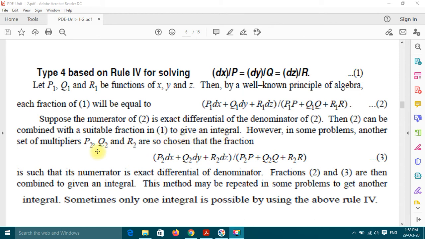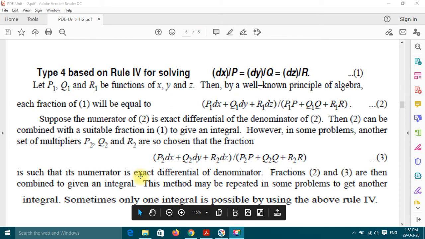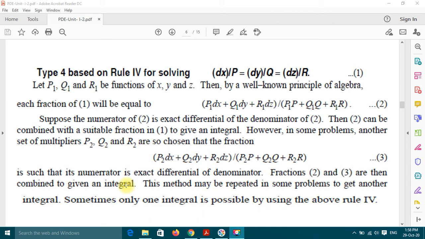However, in some problems, we use another set of multipliers p2, q2, r2, and we find that each fraction is equal to (p2 dx + q2 dy + r2 dz) upon (p2 P + q2 Q + r2 R), such that its numerator is an exact differential of the denominator. Fractions 2 and 3 are then combined to give an integral. So with the help of this, we find the second integral of our given differential equation.